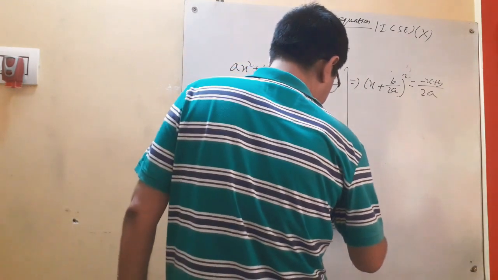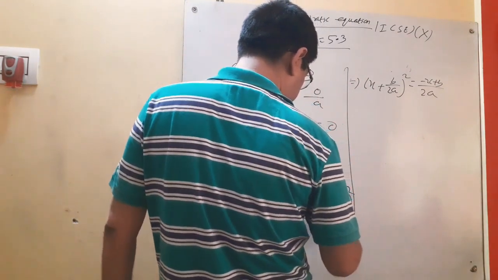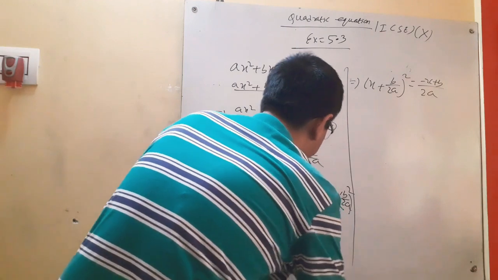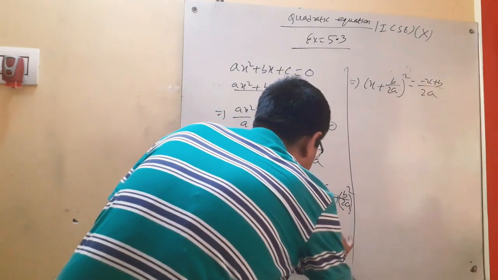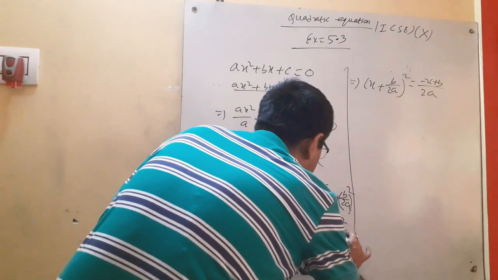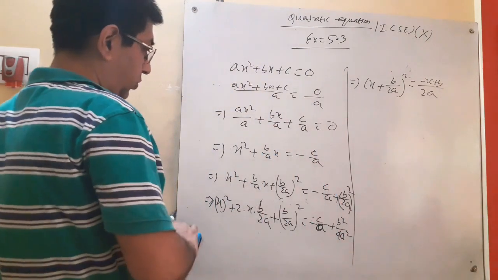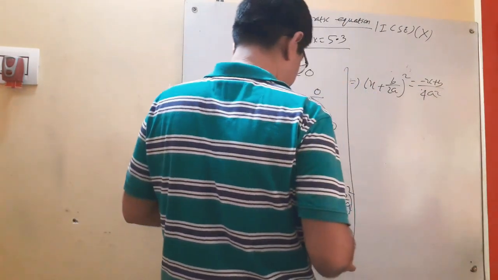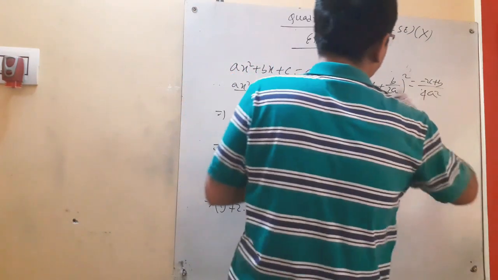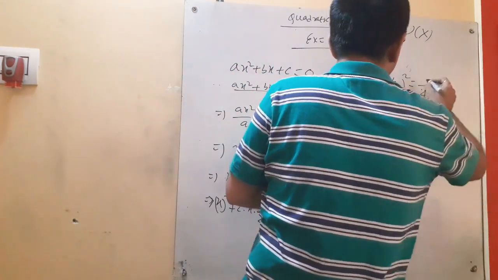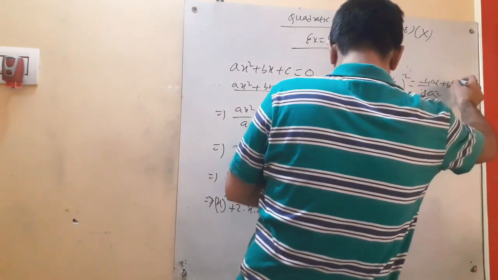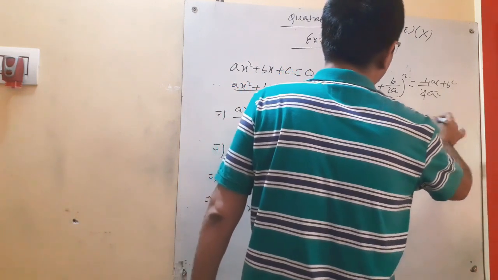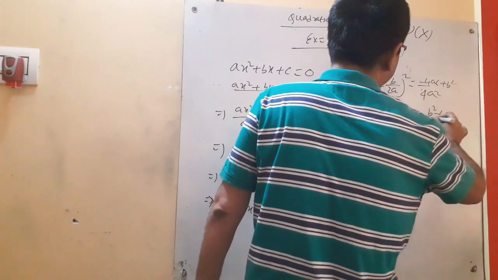No, that's wrong. We have added b by 2a whole square, so the right side is minus c by a plus b square by 4a square. Now 4a square is the LCM, so we are getting minus 4ac plus b square. So x plus b by 2a whole square equal to b square minus 4ac by 4a square.